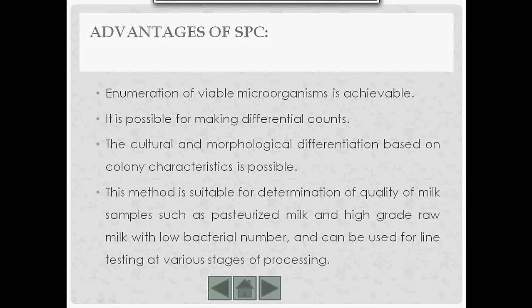When coming to the advantages of the standard plate count test, we can estimate the number of live microorganisms that are present. It is possible for us to check differential counts, meaning we can see the difference of bacteria present based on the morphological characteristics. We can guess what kind of bacteria is present, and this method is helpful in grading pasteurized milk based on the number of bacteria present, as well as checking the quality of the processing conditions during each step of milk processing.